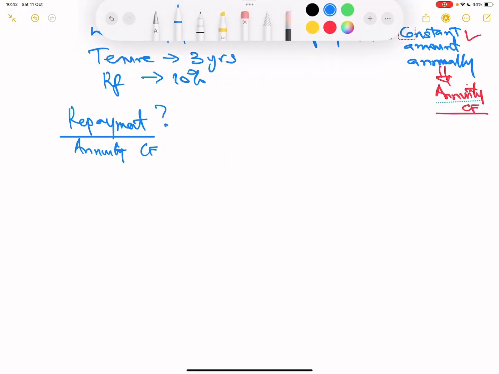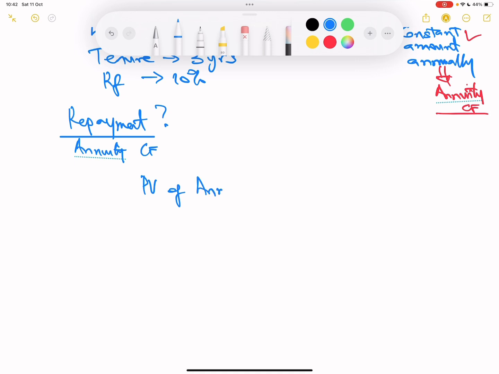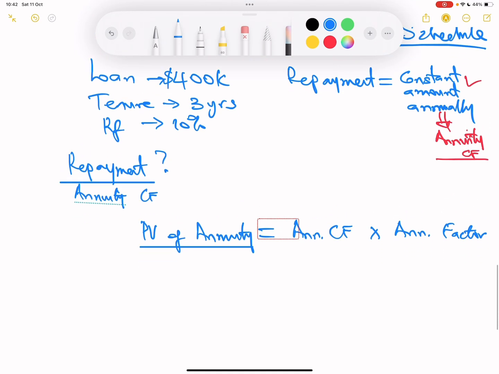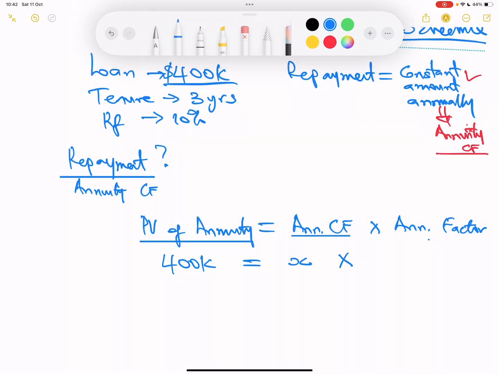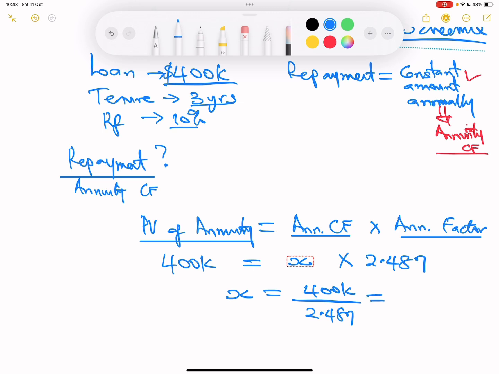What you need to remember is that your present value of annuity, which you learned in your FM days, equals annuity cash flow multiplied by the annuity factor. The present value of annuity is the value today, which is the loan amount today, and that is 400k. So this 400k equals the annuity cash flow that you want to calculate, let's say X, multiplied by the annuity factor. So you need to go to your annuity table. Under 10% for 3 years, you see that is 2.487. So our repayment on an annual basis is 400k divided by 2.487. And if you press your calculator, the constant cash flow is 160,836.